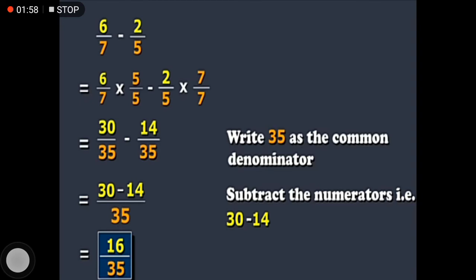Now after getting the same denominators, we will write 35 as the common denominator, and we are going to subtract the numerators only, which are 30 and 14. So 30 minus 14 will give you 16. So we have solved our question.